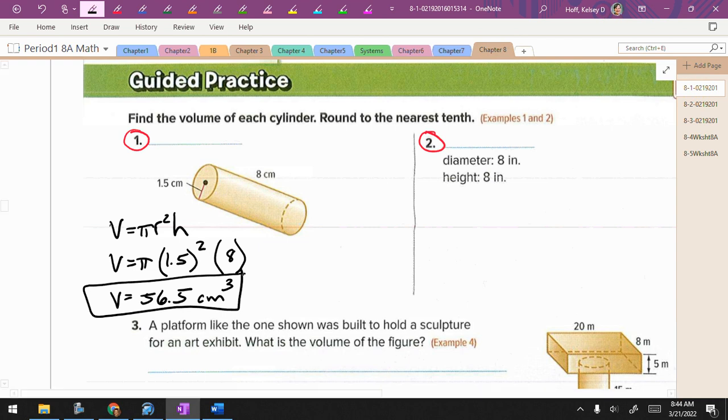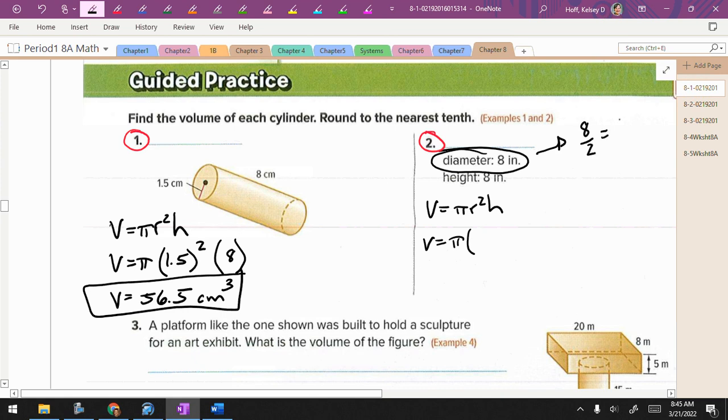Cubed. Number 2, V equals pi radius squared height. You write that down. V equals pi. What's my radius? 4. They gave us the diameter, so the very first thing we have to do is divide that in half to get 4. 4 squared. What's my height? 8.